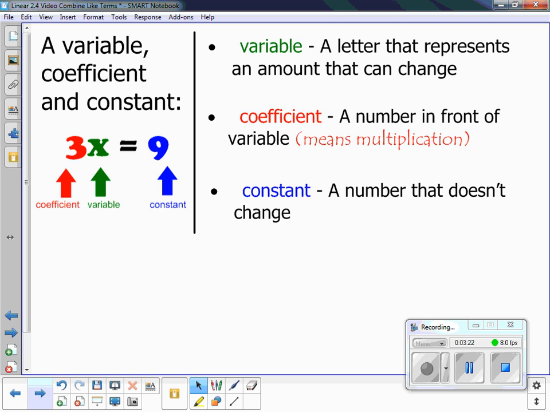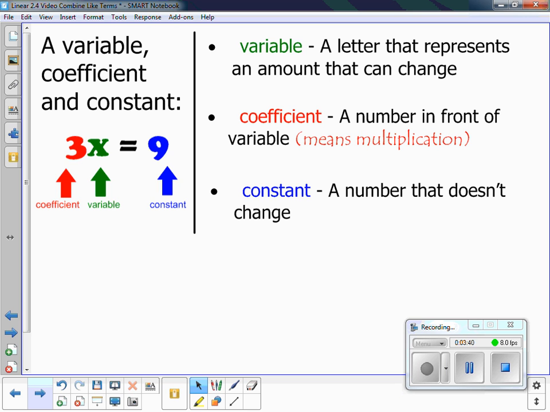All right, so remember that a variable is a letter that represents an amount that can be changed. So if we don't know what our variable is, we don't know how many lawns we've mowed yet, we don't know how many people are going to the concert, then we're just going to put a variable in there because that amount can change.